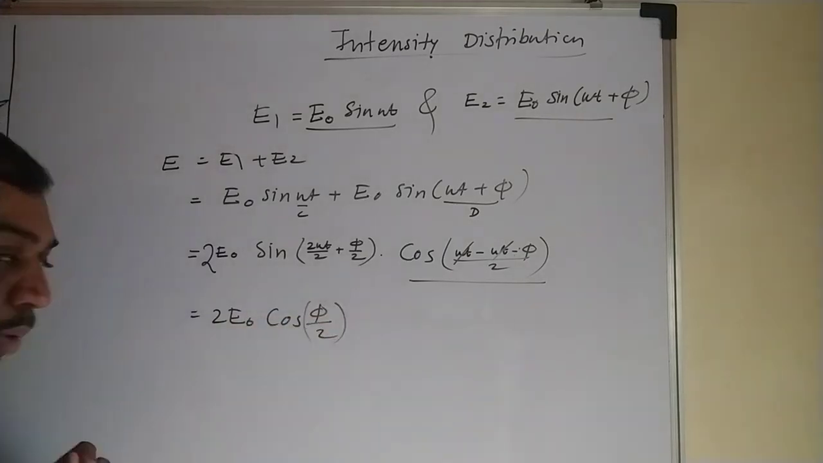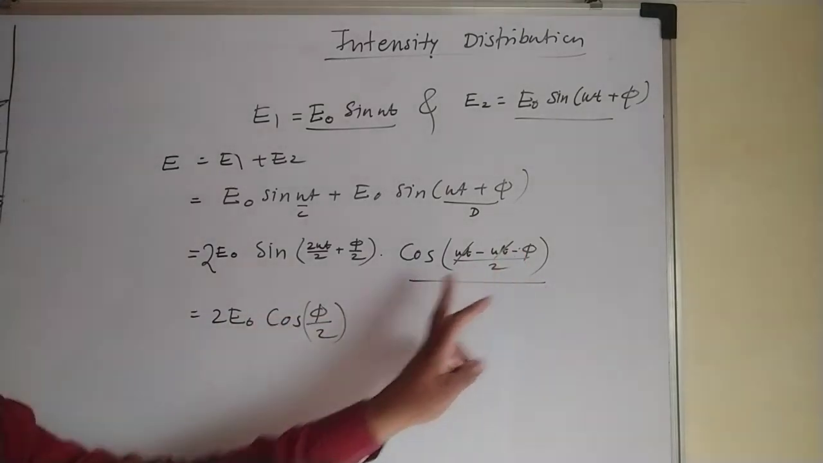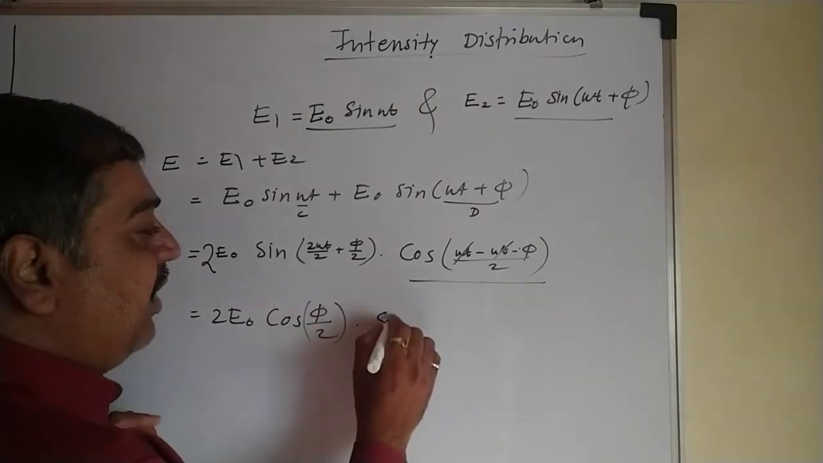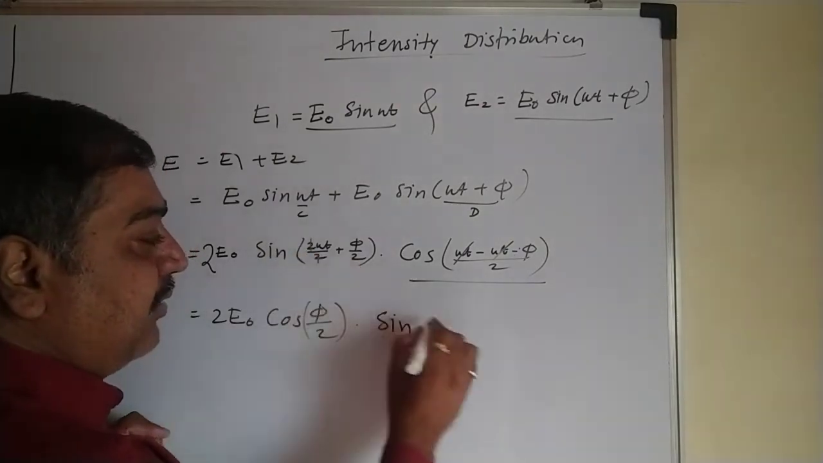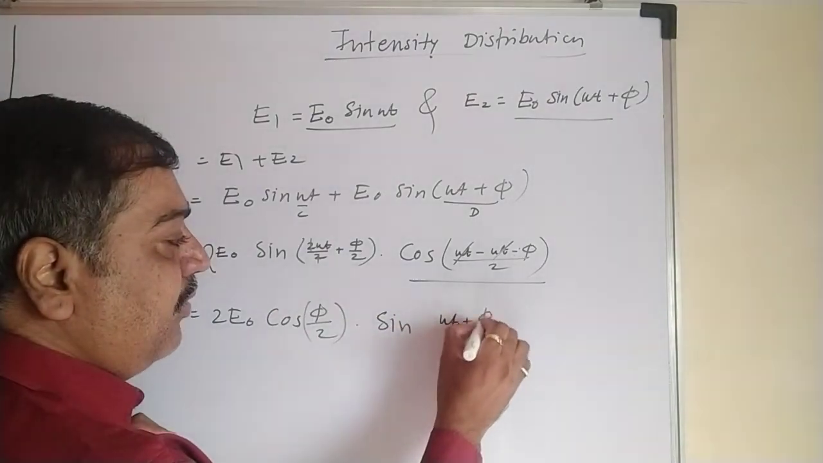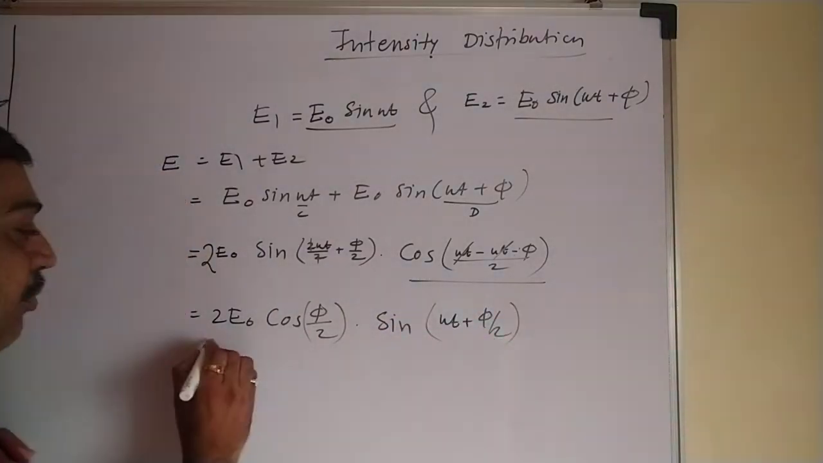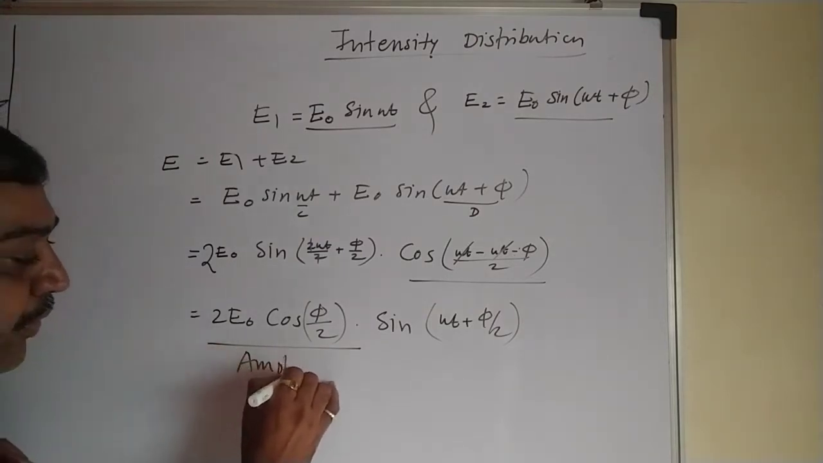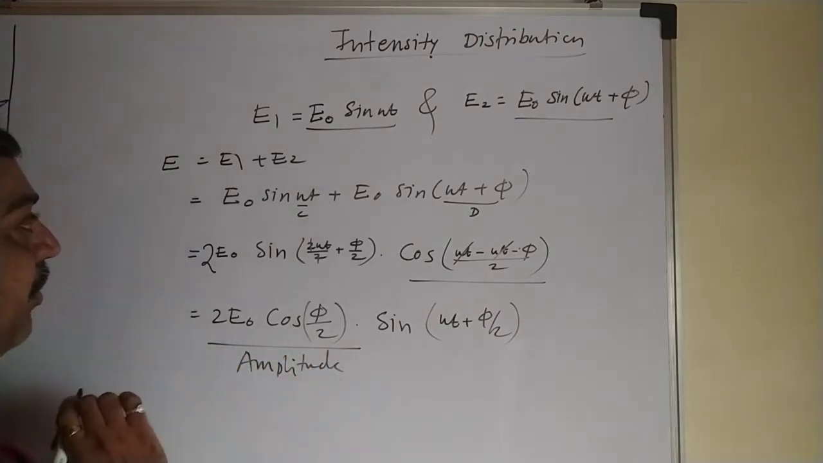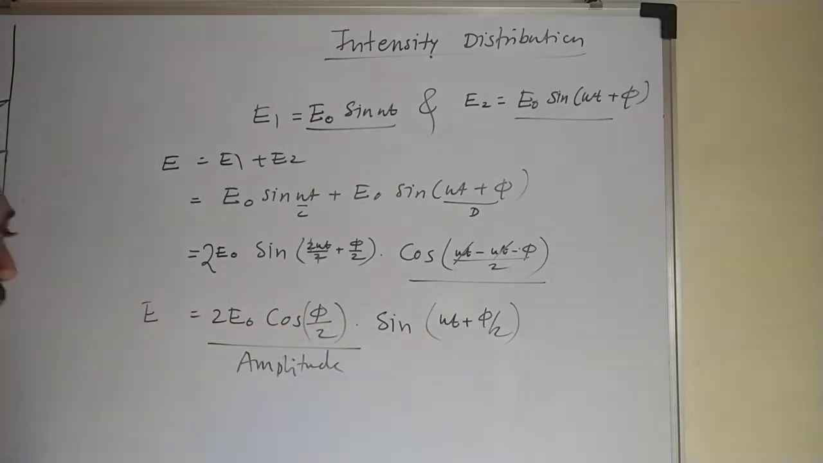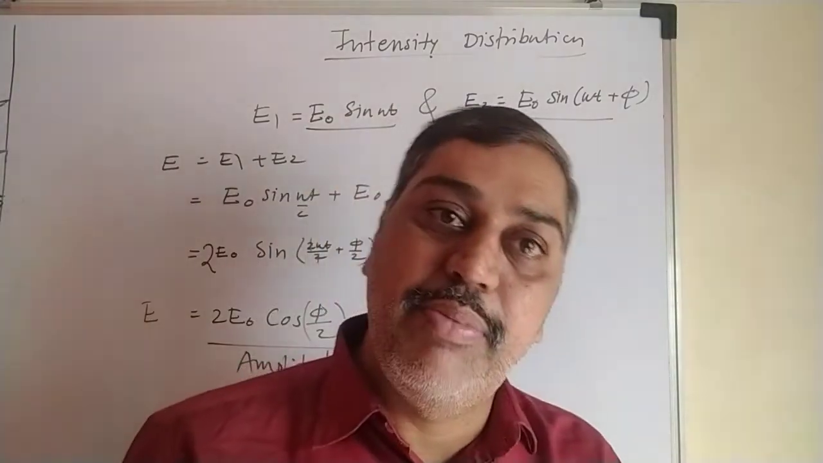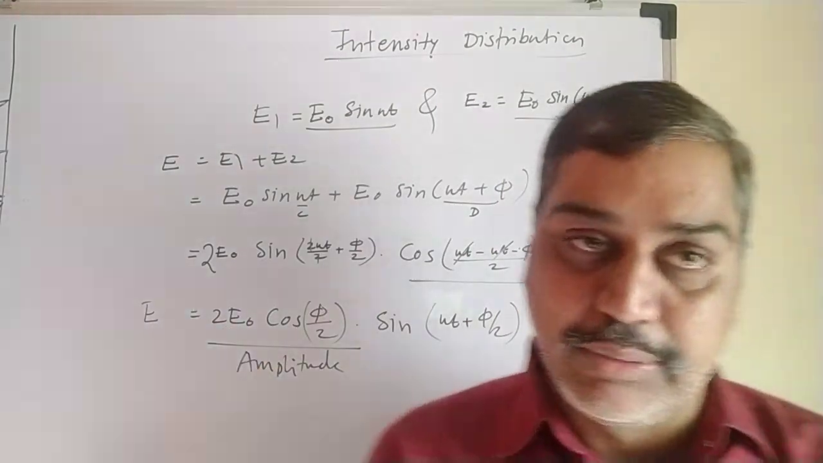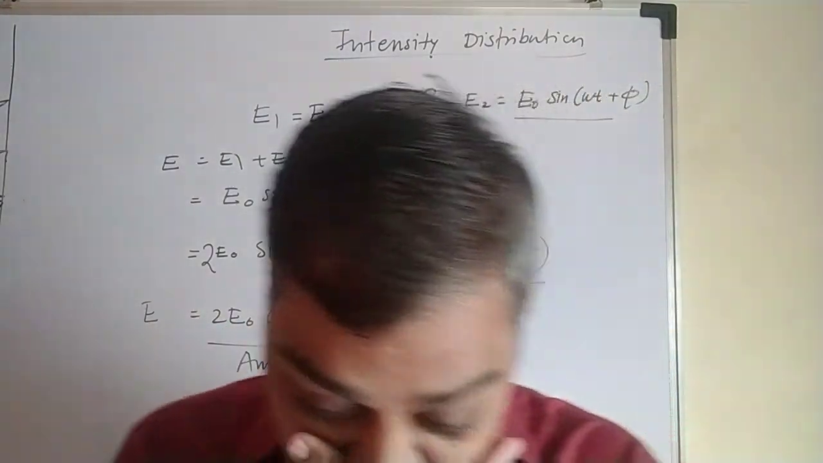Some of you might have the problem of why it becomes minus here and why it becomes plus, because cos of minus theta is cos theta, into sin of omega t plus phi by 2, as the 2 gets cancelled out. So this formula we get, this is nothing but what? This will give us the amplitude of the resultant motion, and sin(omega t plus phi by 2) is nothing but a simple equation. So here the amplitude was given by twice E0 cos phi by 2. That equation gives us the amplitude.